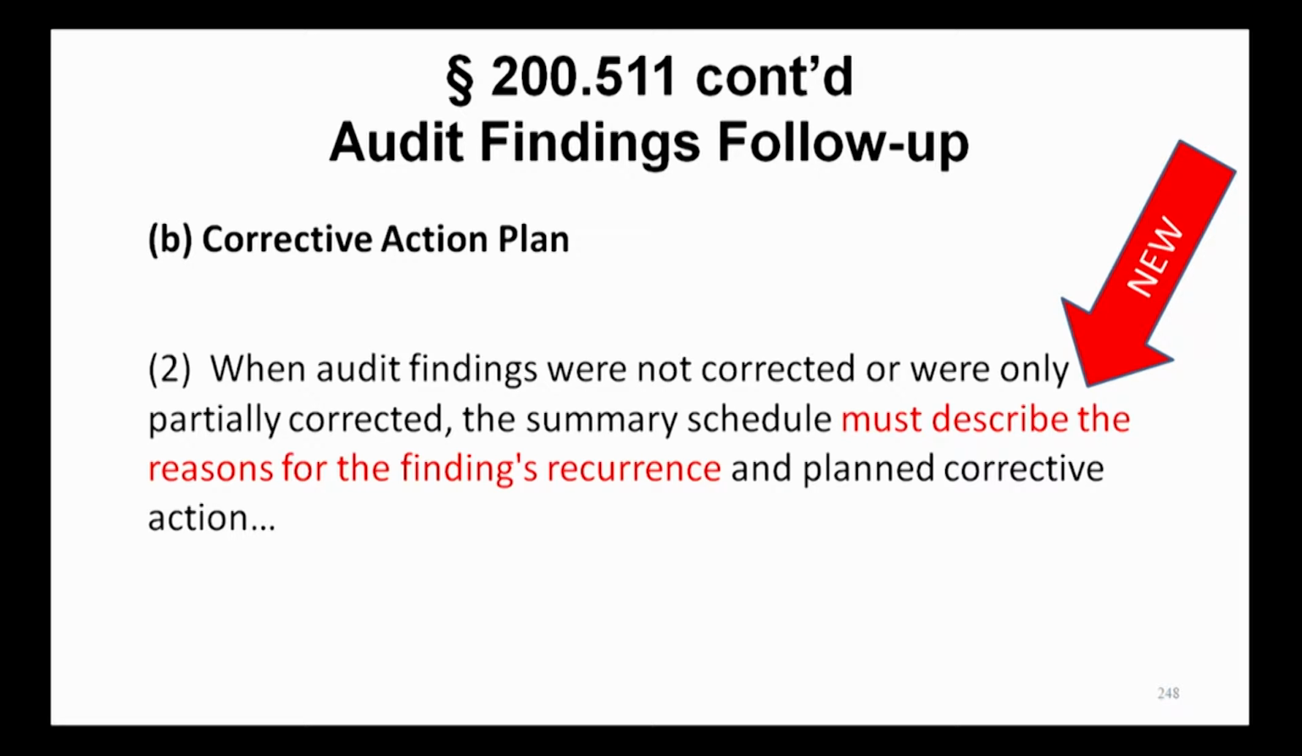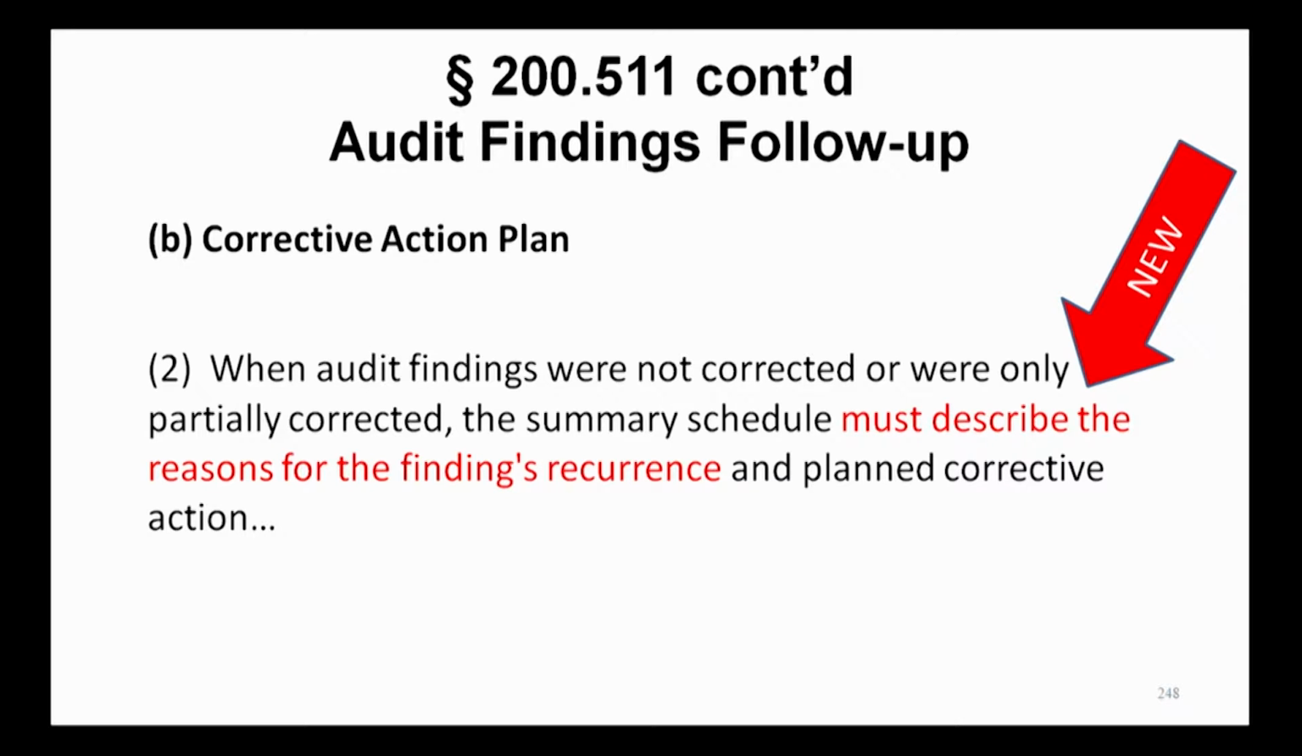Paragraph 2, some changes in there. When audit findings were not corrected or were only partially corrected, the summary schedule must describe the reasons for the findings' recurrence and planned corrective action.